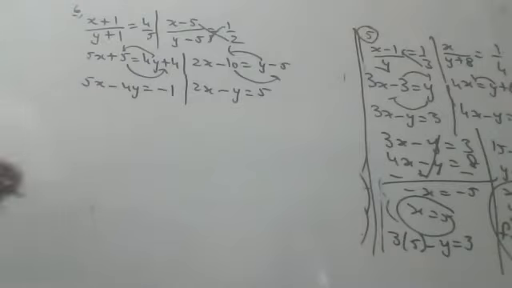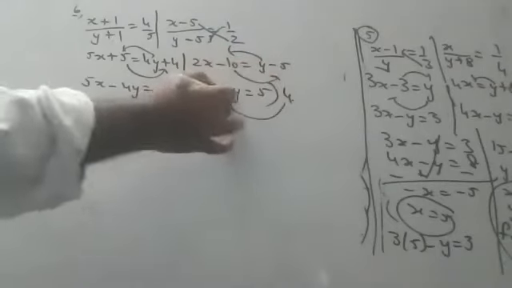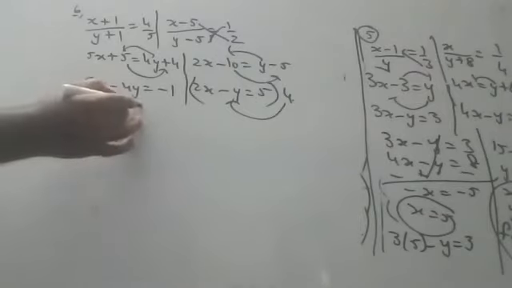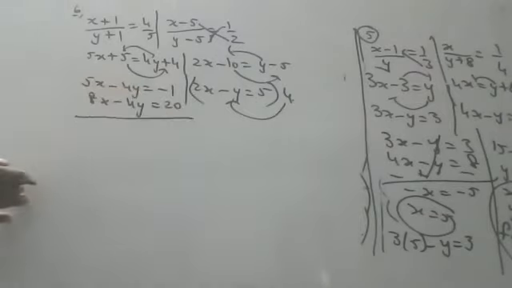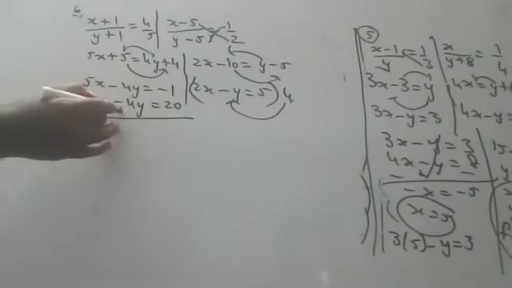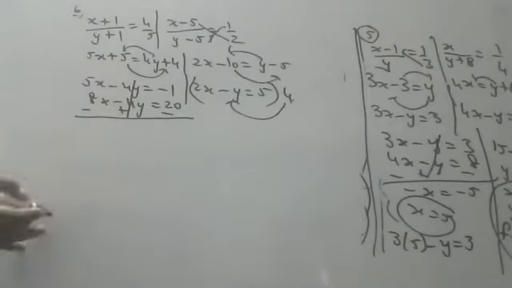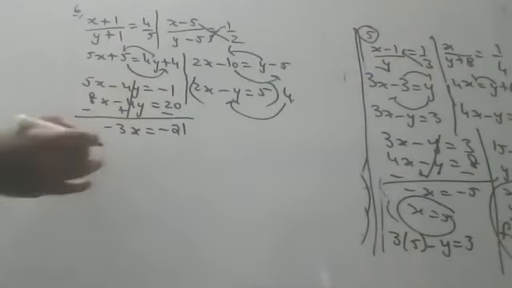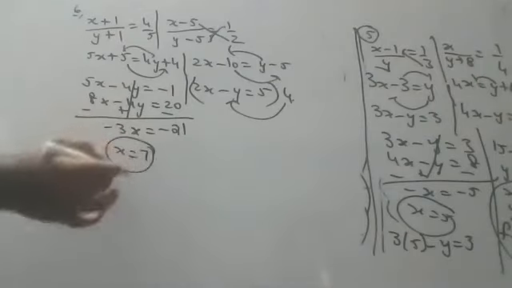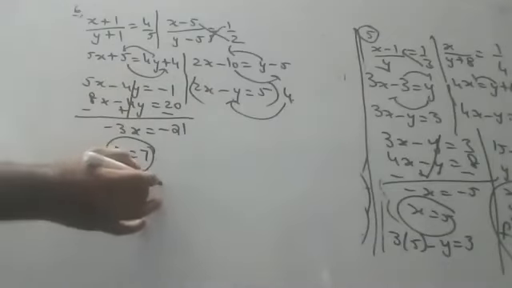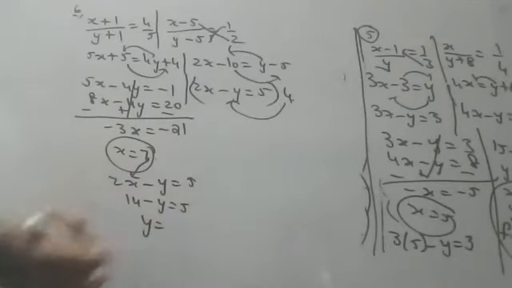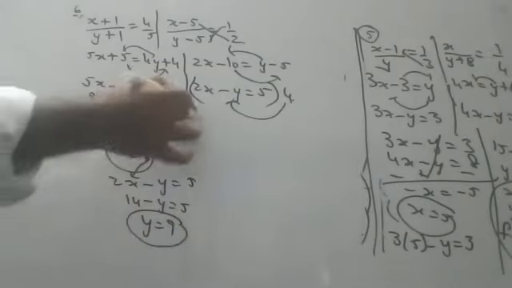Y. If you want to cancel y, multiply this equation by 4. Okay, can you tell me the equation multiplied by 4 that I will put here? Okay. 8x minus 4y is equal to 20. Shall I change the signs? Yes, sir. Okay. 4y cancel. Minus 3x is equal to minus 21. X is equal to 7. Okay, substitute in this equation. 14 minus 5 is equal to y. Y is equal to 9.